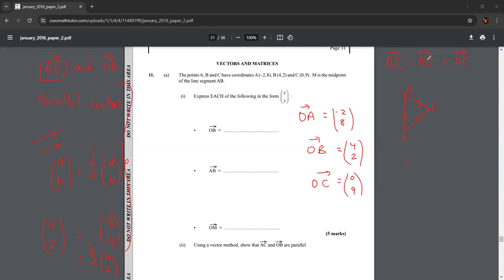So to solve this, we're going to find out what is AO, which is the reverse direction of OA. So we're going to use the negative sign to show that it's the reverse, plus OC, it's going in the same direction as what we were given. So that's going to be plus (0, 9). Now, we can add these in order to figure out what is AC.